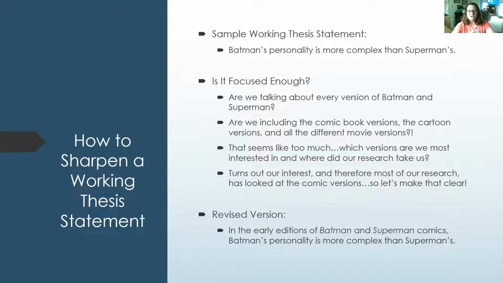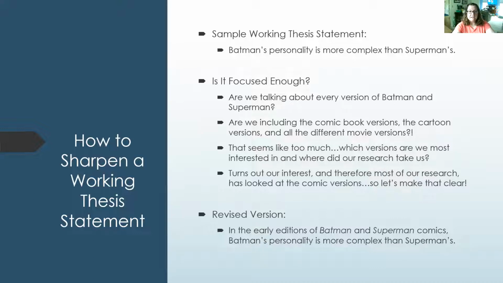So which versions are we most interested in? Where did our research take us? You have to think about these things. It turns out that what we were most interested in, and therefore what most of our research centered on, was actually the comic book versions. So let's revise that thesis statement to make that clear. In the early editions of Batman and Superman comics, Batman's personality is more complex than Superman's.